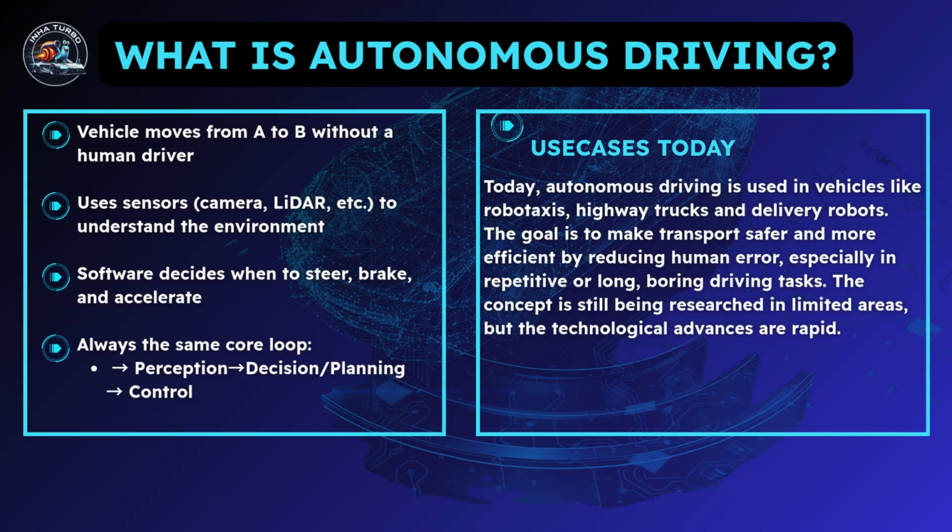What is autonomous driving? Autonomous driving means a vehicle handles steering, braking, and acceleration without continuous human input, by using sensors to perceive the environment and software to select safe actions in real time.